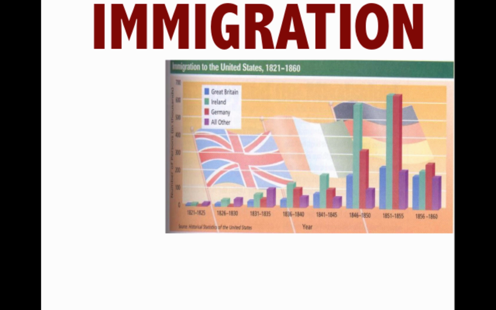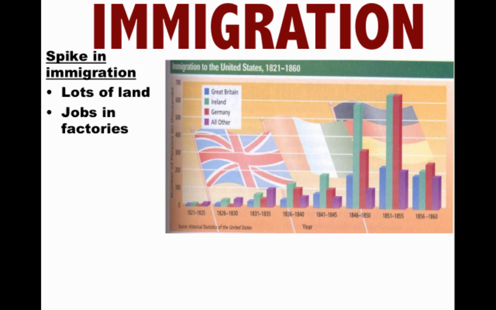Immigration is a key part of this story. If you look at the graph, especially in the 1840s, there's a huge increase, a spike in immigration during this time period. There's lots of land in America, and so people in Europe, where they don't have access to cheap land, are going to be coming over. You also have jobs in the factories, especially in the North. That's why overwhelmingly the immigrant population is going to settle in northern areas.